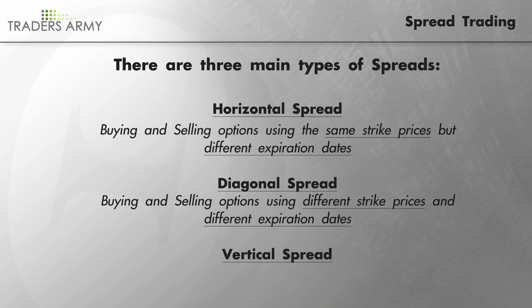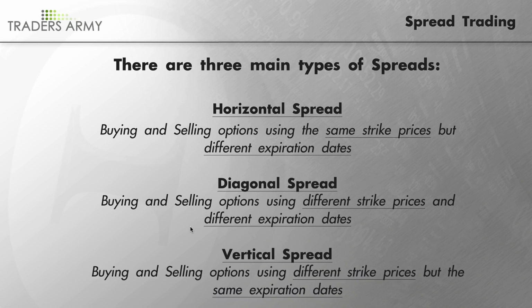And then vertical spreads. Vertical spreads are probably the most commonly used when dealing in neutralizing time and volatility exposure, but a vertical spread allows us to buy and sell options on the same stock at the same time. So again, we're long and short options, same stock, same time, using different strike prices, but we're going to be using the same expiration date. Okay, so there's horizontal spreads, diagonal spreads, and vertical spreads.